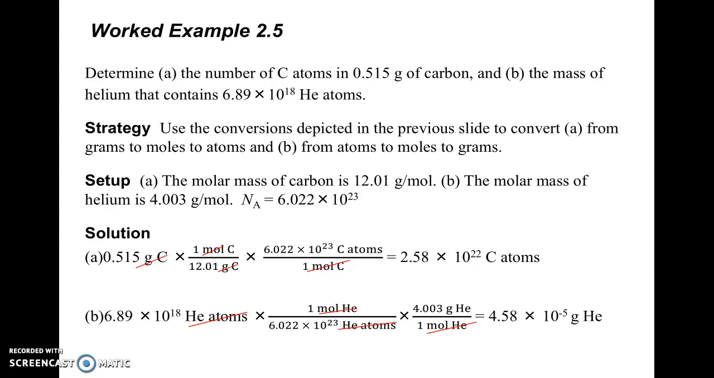So once again, dimensional analysis, you're going from 0.515 grams of carbon and you're trying to get to atoms. And so use the molar mass to go from grams to moles, and then Avogadro's number to go from moles to number of atoms. And you can see you do it so that your units cancel and you're left with carbon atoms. In the helium example, you're starting with atoms and you want to get grams, and so you use Avogadro's number to get you to moles, and then the average atomic mass to go from moles to grams.